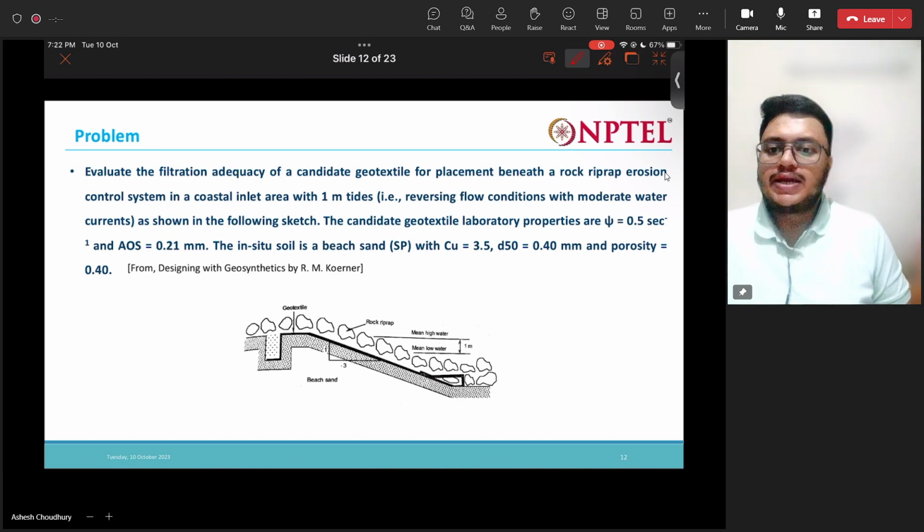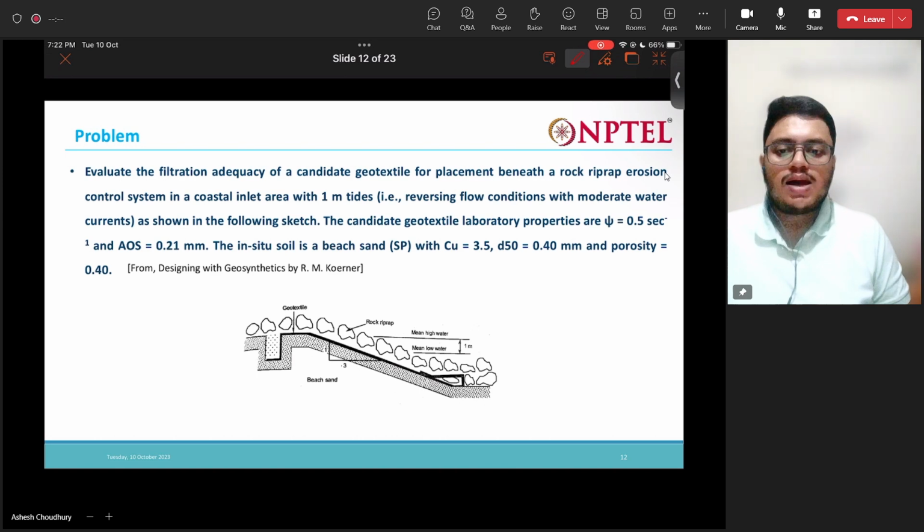So, evaluate the filtration adequacy of a candidate geotextile for placement beneath a rock riprap erosion control system in a coastal inlet area with 1 meter tides. It is reversing flow conditions with moderate water currents, as shown in the following sketch. The candidate geotextile laboratory properties are permittivity of 0.5 second inverse and apparent opening size of 0.21 mm.